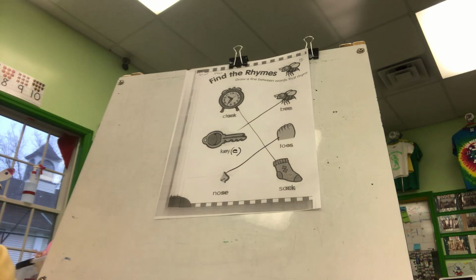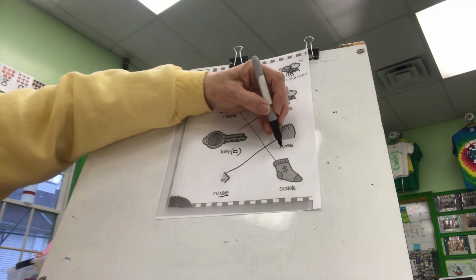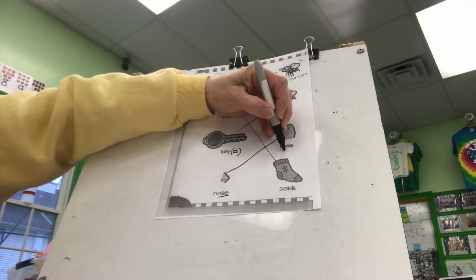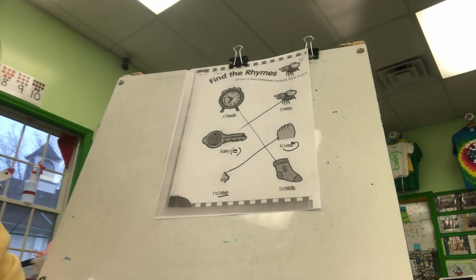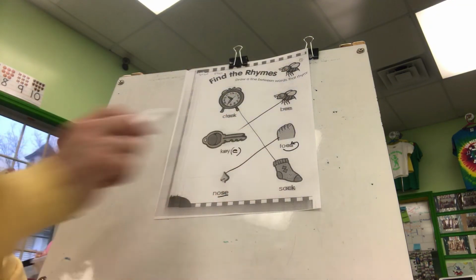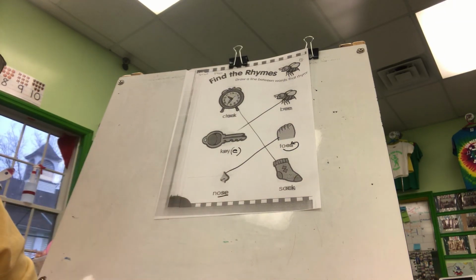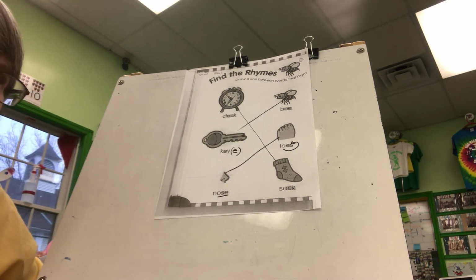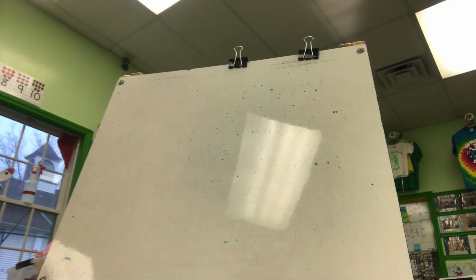But look at the order of the letters. This is O-S-E. Now this has an O also, but it's O-E-S. They changed the order of the letters just a little bit, but that's okay because that's that vowel E. They just moved it around to make the O say its name. Nose and toes are rhyming words too. Finish it up and get back to Kathy.